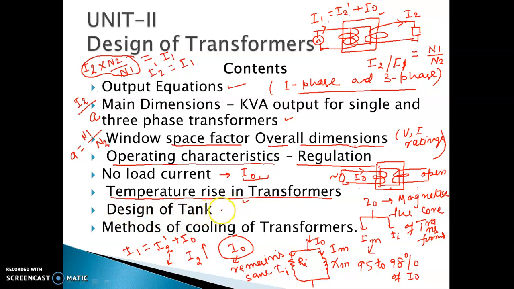For that we have to design the tank of the transformer and the method of cooling of the transformer, so that when temperature increases, the oil in the tank gets spread out, and when it spreads, the area becomes high, and due to the high area its temperature goes down. So this thing we have to study in this unit 2.